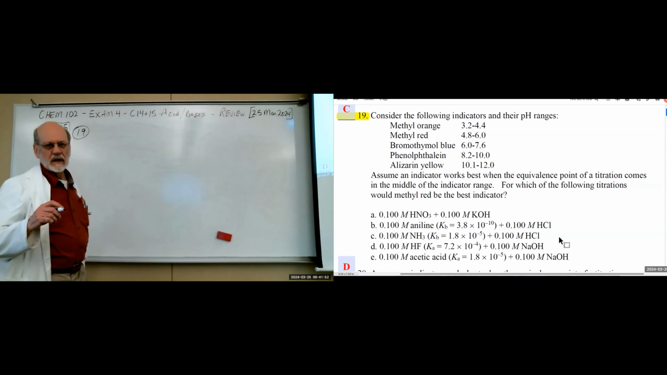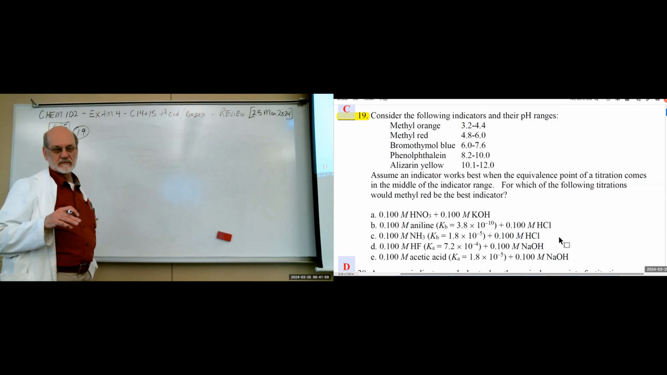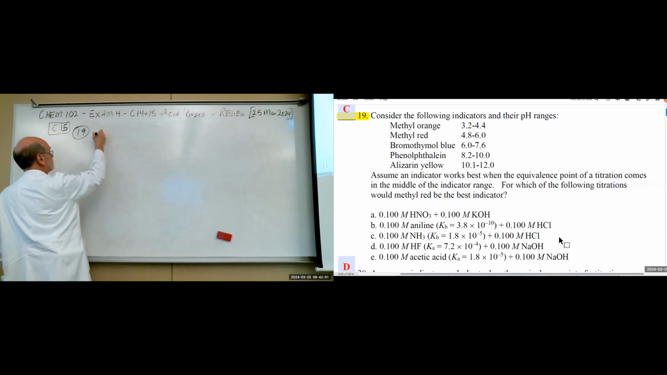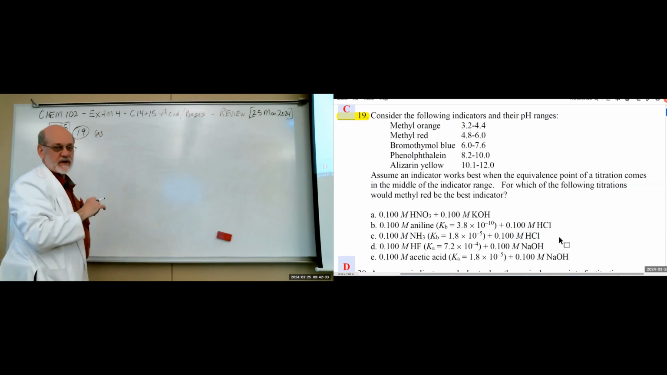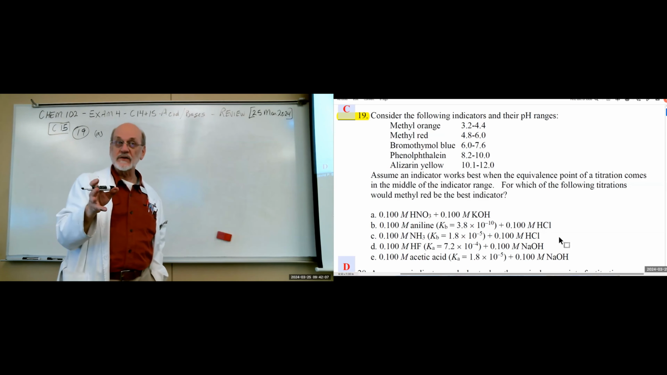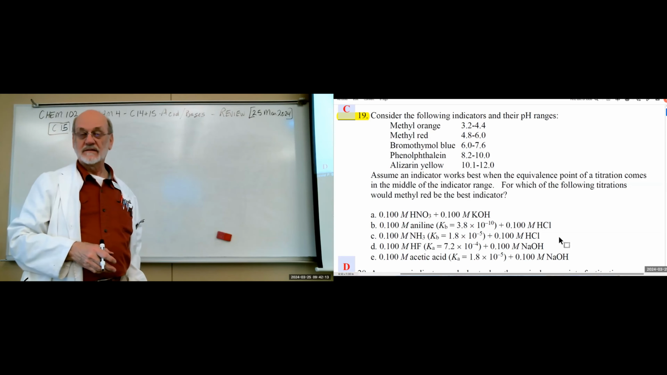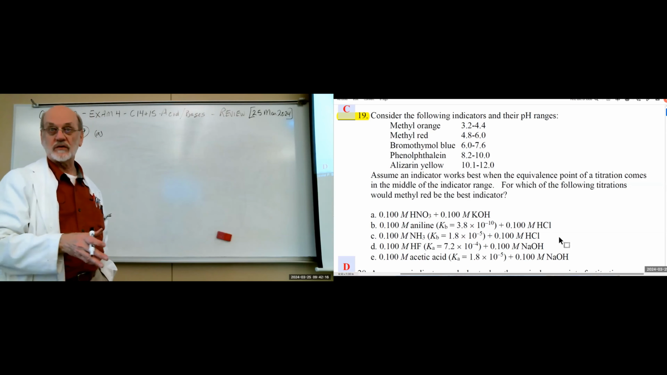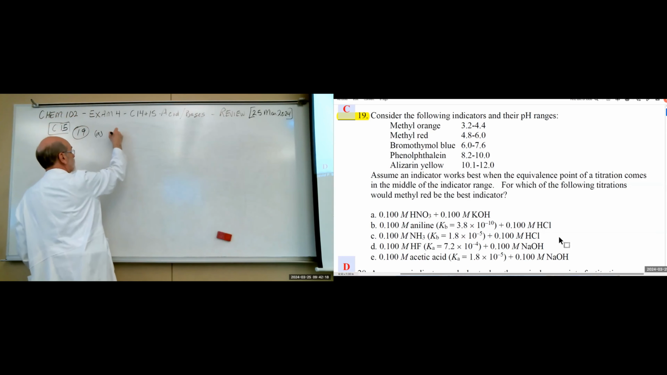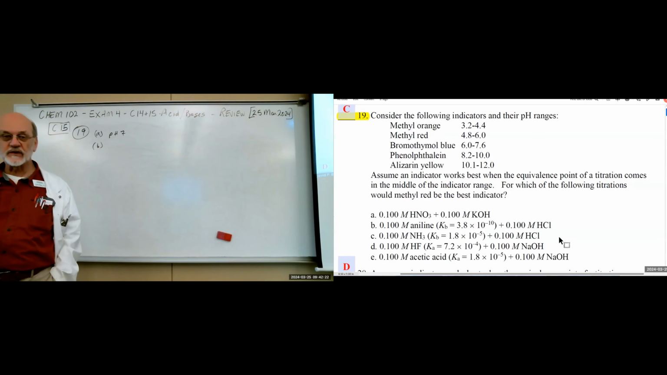So what we need to do is find the equivalence point for each of these reactions. Okay. Where would be the equivalence point for nitric acid and KOH? Strong acid, strong base. It would be pH 7, right? Strong acid, strong base is neutral. So equivalence is pH 7 for the first one. That was mercifully easy.